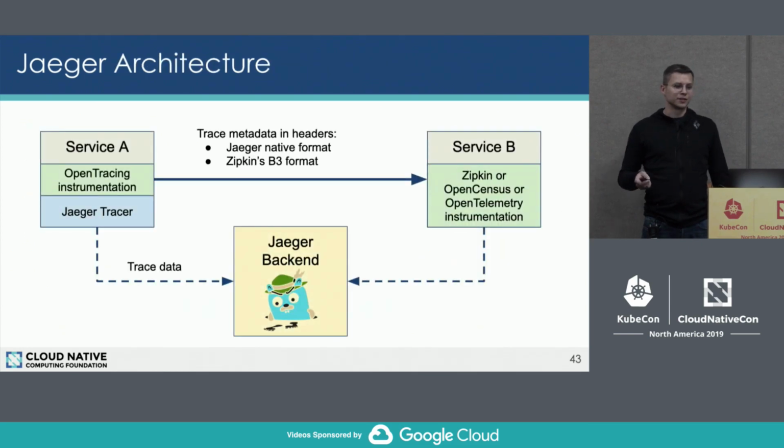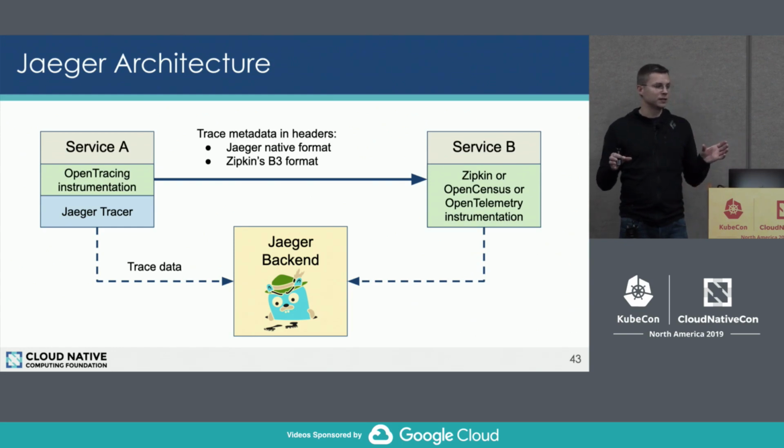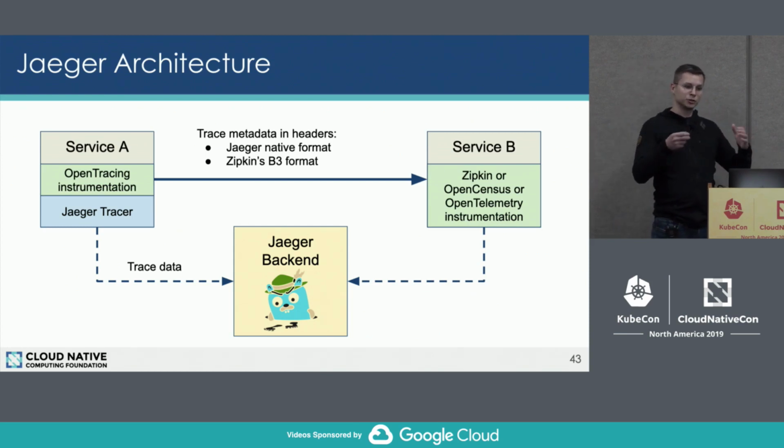About the architecture, this is just a high-level view, as the backend is more complicated, but in this case, we see the services. The important part here is that service A is instrumented with the OpenTracing API. It's using the Jaeger client, which implements the API. And service B is instrumented with OpenZipkin or OpenCensus or OpenTelemetry SDKs. Both these services report data to the same backend, and the backend can connect these two spans together and visualize them as a single trace.